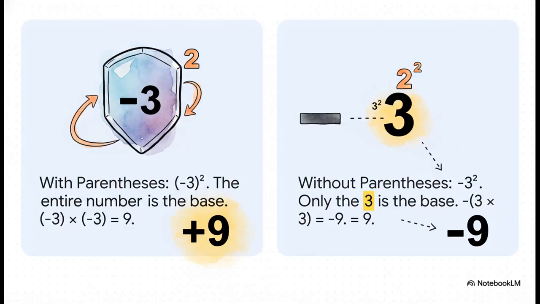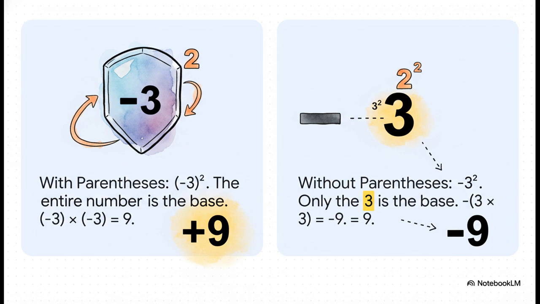Okay, you're going to want to pay super close attention to this one because a tiny little thing like parentheses can completely flip your answer. So look, when you see parentheses around the -3, the entire thing is the base. That means you're doing -3 times -3, which gives you a positive 9. But if there are no parentheses, that little squared exponent is only attached to the 3, not the negative sign. So you do 3 squared first, that's 9, and then you tack on the negative sign at the front. The answer, -9. See? Huge difference.